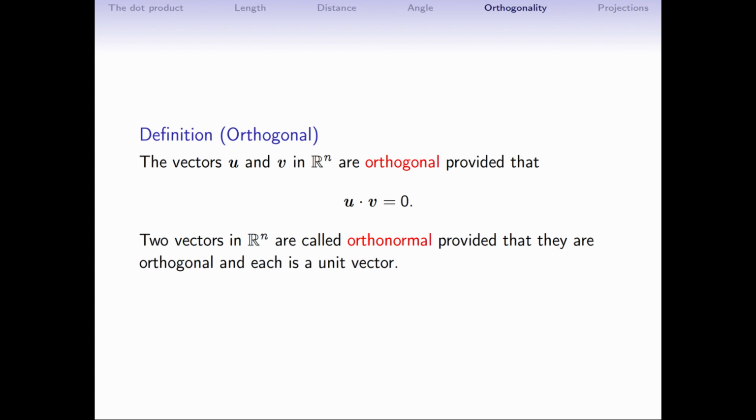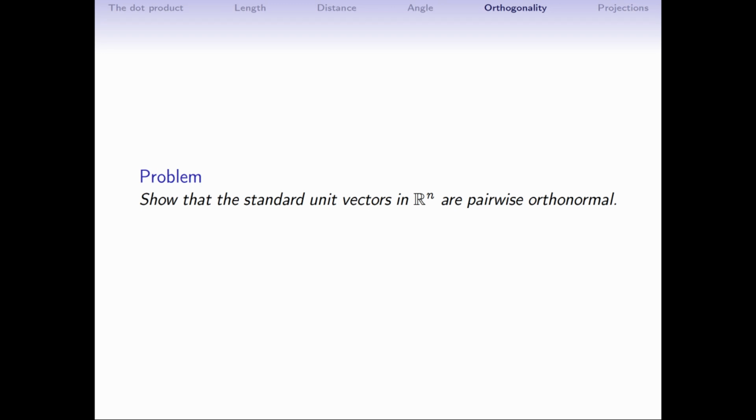Now, let's work a problem that uses both of these concepts, orthogonal and orthonormal. Let's show that the standard unit vectors in Rn are pairwise orthonormal. So join me at the document camera to work out the solution to this problem.